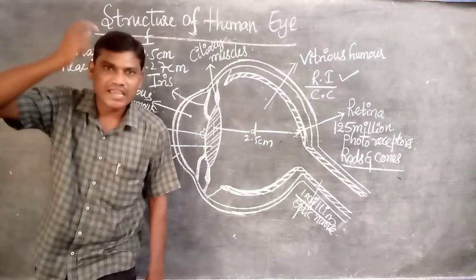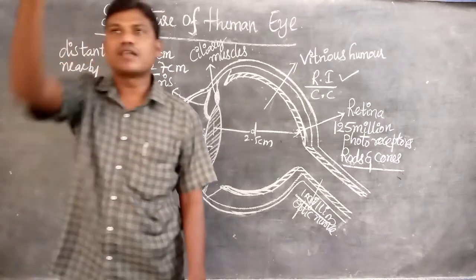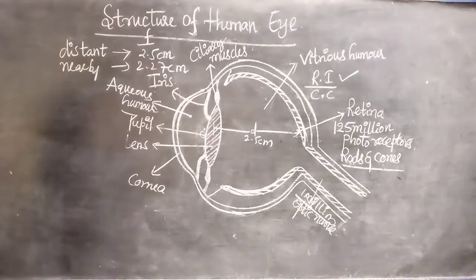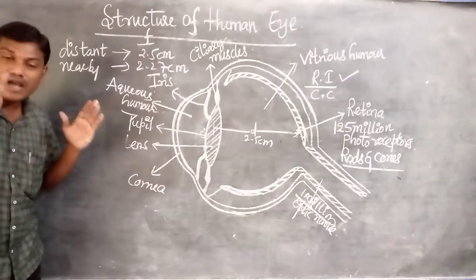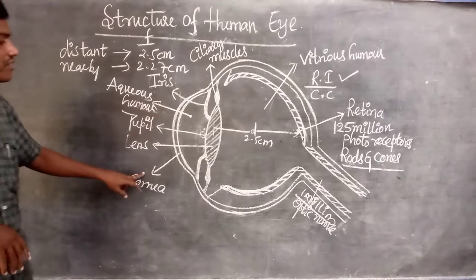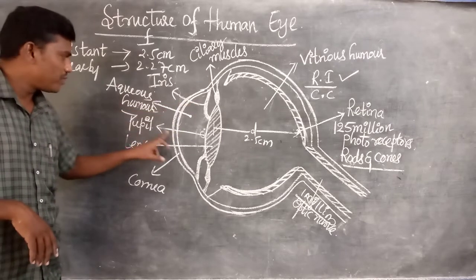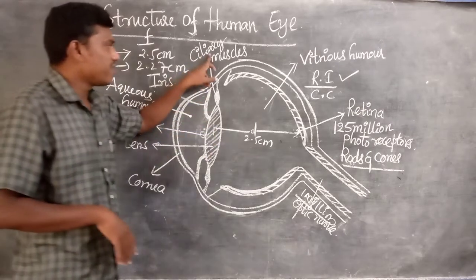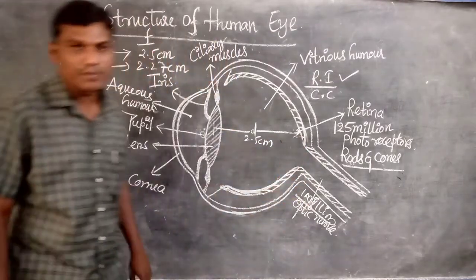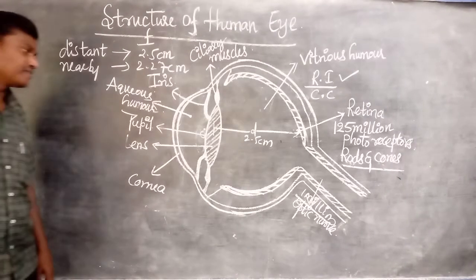So then finally it gives the information or command to that one. Then you can feel the object is in normal mode only. So once again, listen very carefully. Our eye mainly contains some basic components: cornea, aqueous humor, iris, pupil, lens, ciliary muscles, vitreous humor, retina, optic nerve. These are the basic parts involved in our eye.